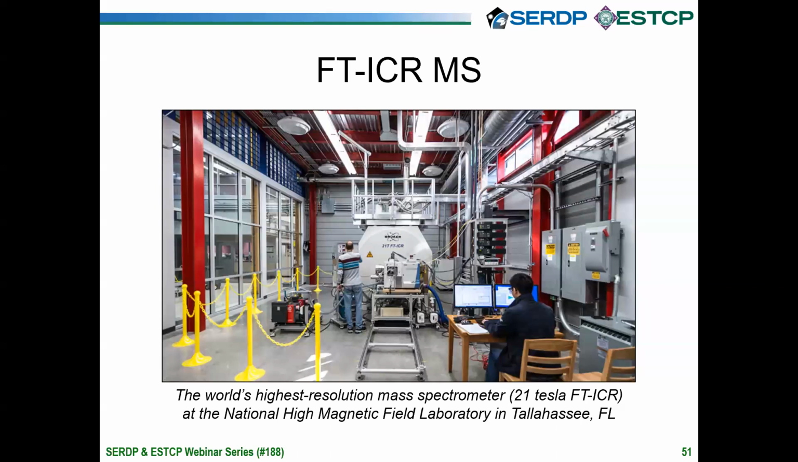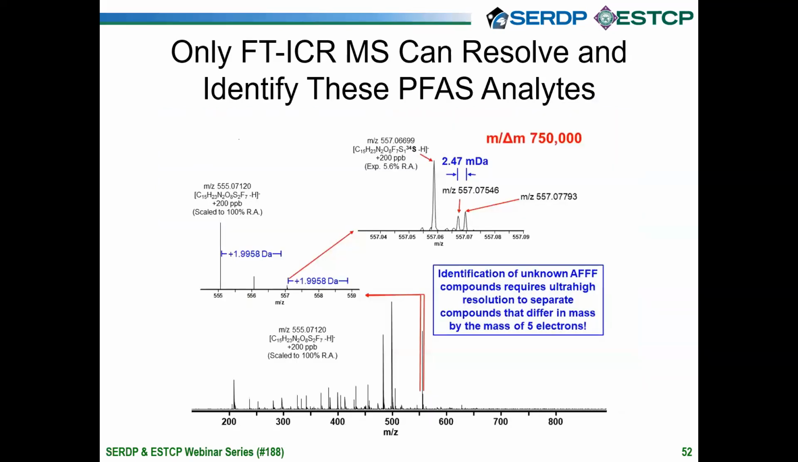The one you're seeing here is the one we are using. It's the world's highest resolving mass spectrometer, and it is housed at the National High Magnetic Field Laboratory at Florida State University in Tallahassee. And this is a user facility, so you can actually write a user proposal and get your samples on here. The problem is then that you're dealing with processing all the data that you're getting back.